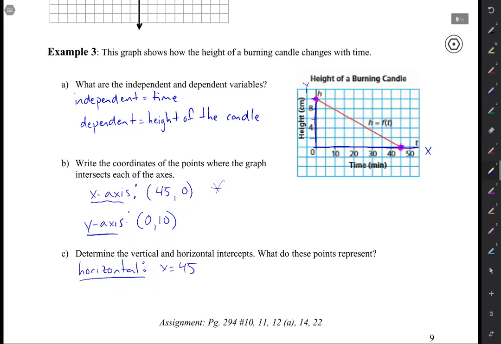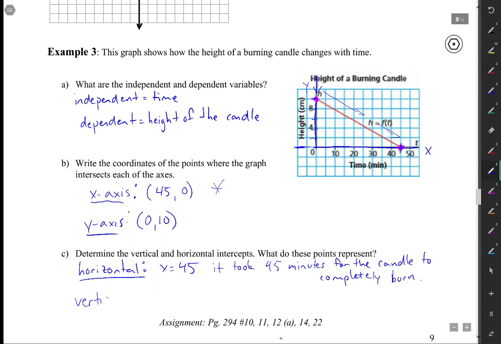What does this point represent? So if we're reading our graph, the candle started with a height up here at no minutes past, but as the time went on, the candle slowly and slowly got shorter and shorter. It burnt down. So all of a sudden, when we get to this intercept here, the candle has a height of nothing. So what that would represent is it took 45 minutes, because that's how much time passed, for the candle to completely burn. So at 45 minutes, there's no height to the candle, so it took that long for it to burn completely.